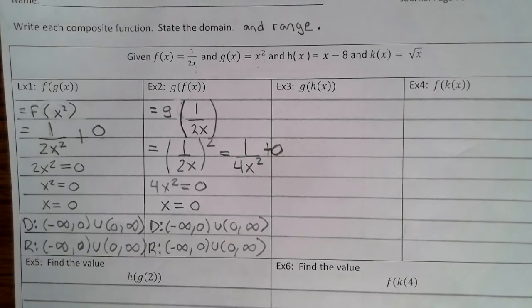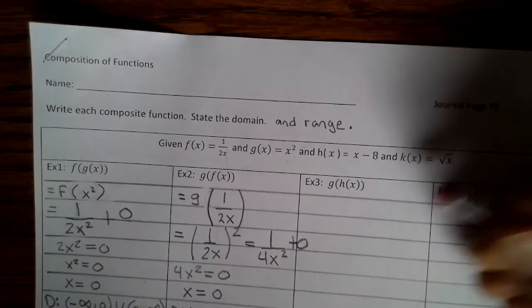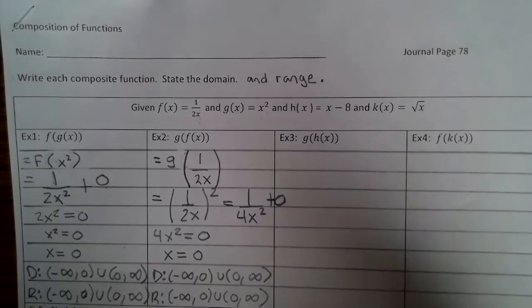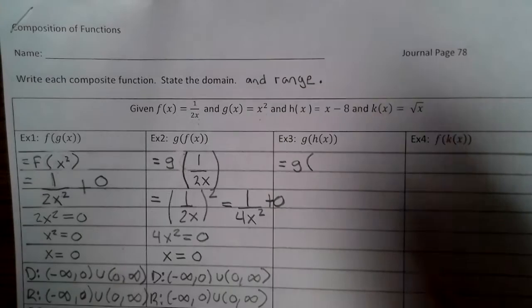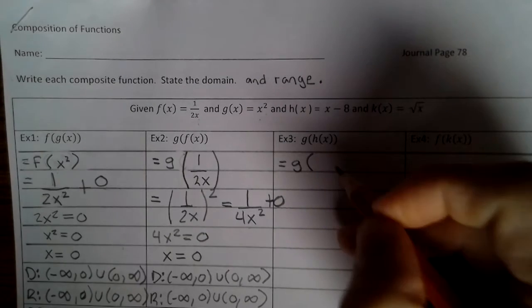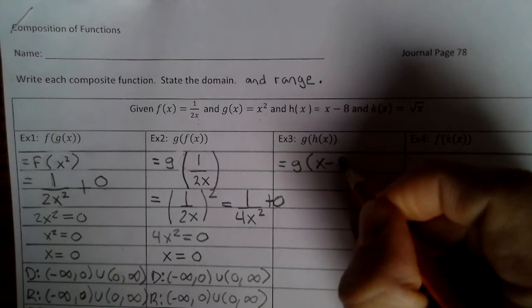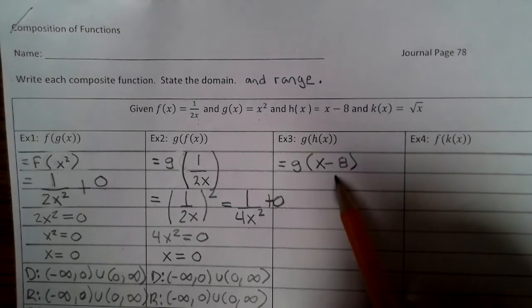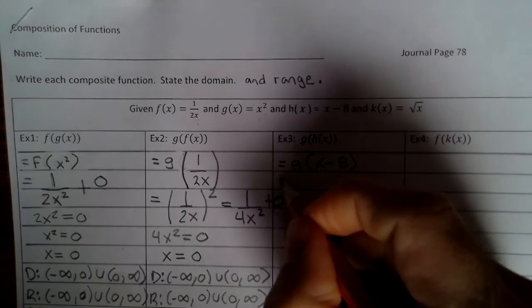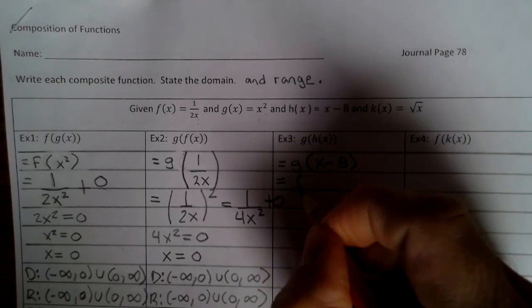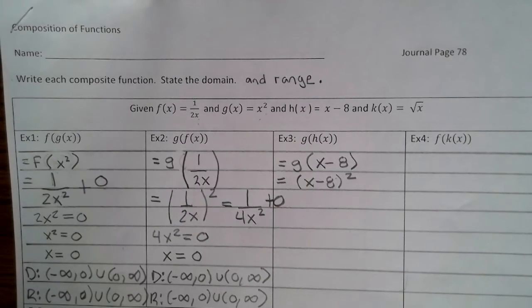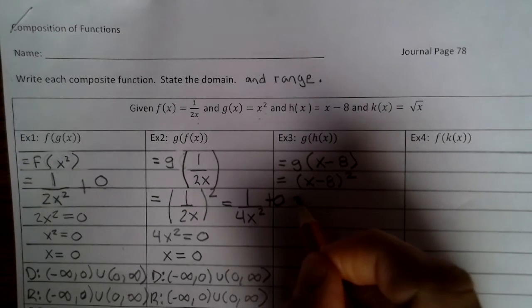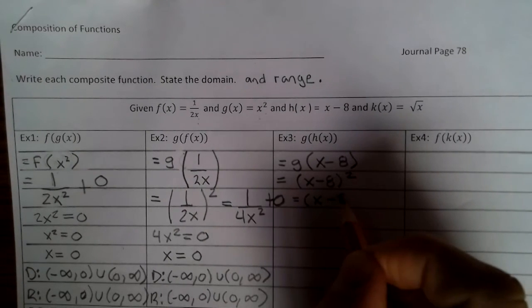All right, example 3. And all right, so that's g of h of x. Well, h of x is x minus 8. So we're plugging x minus 8 into g. So that's x minus 8 squared. Well, that's x minus 8 times x minus 8. So now we FOIL.